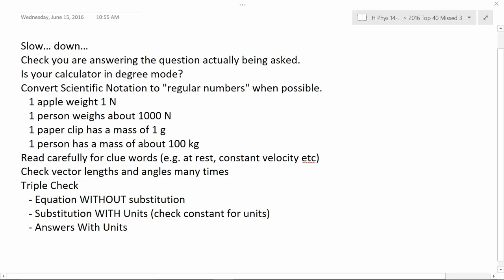You always want to read for clue words. Things like at rest means initial velocity is zero. Constant velocity means net force is zero. And the acceleration is zero.